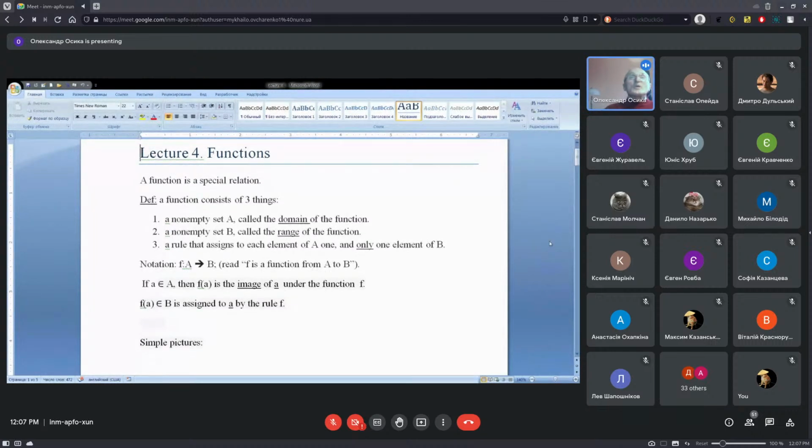So we will briefly discuss now the next topic, functions. Functions are a special type of relations. A function is a special relation.